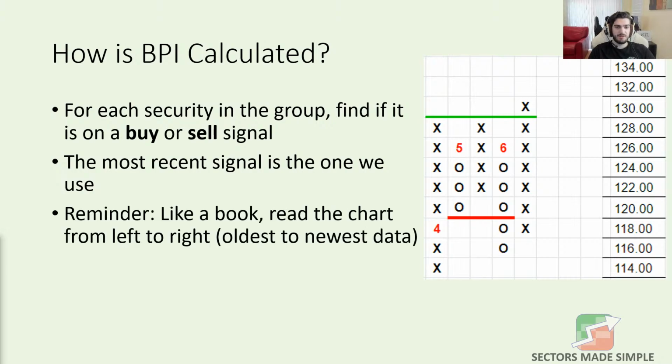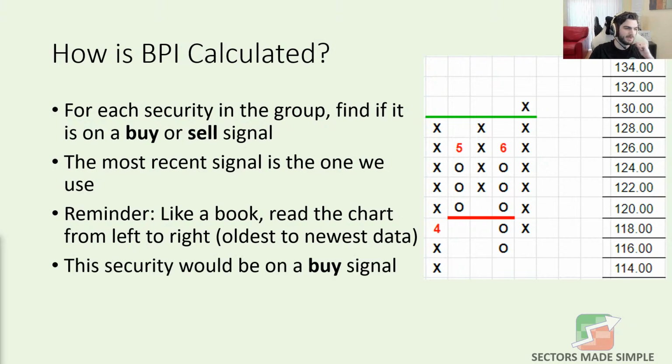Now, these charts go from left to right of how old the information is. The stuff on the left is the oldest, stuff on the right's the newest. So whenever we want to find the most recent signal, we start from the right and work our way to the left as needed. So this security that we see, for the example, would be on a buy signal. So this is one company.